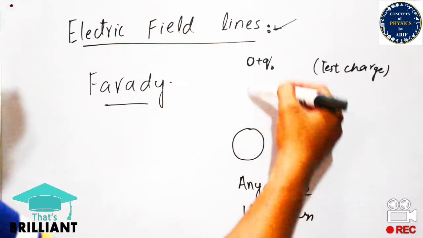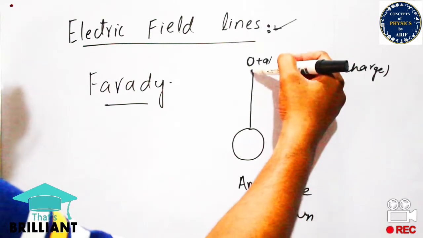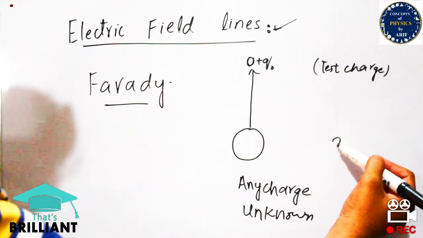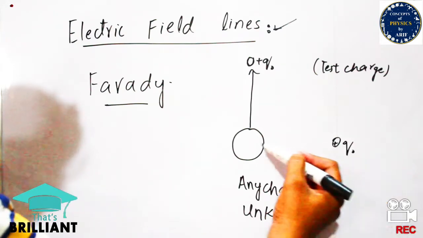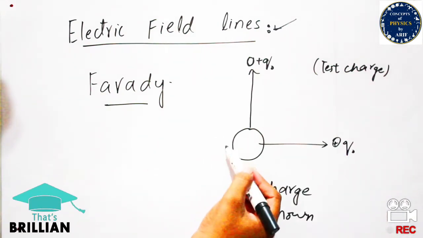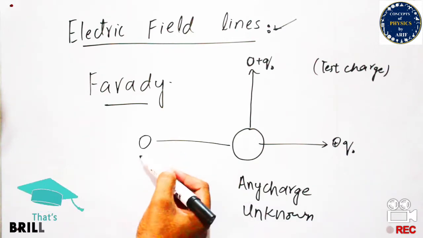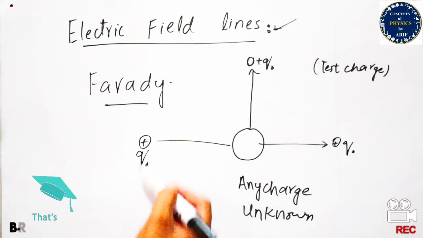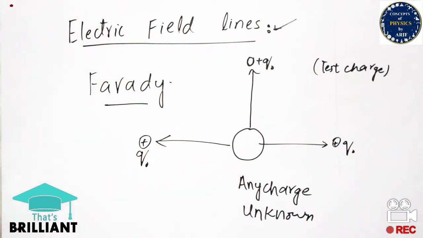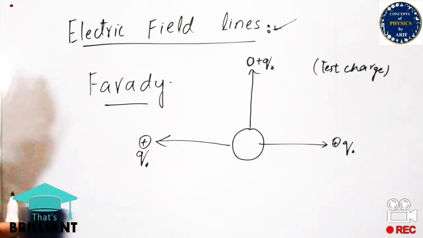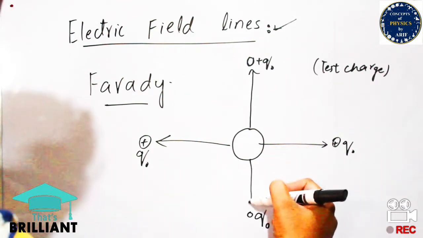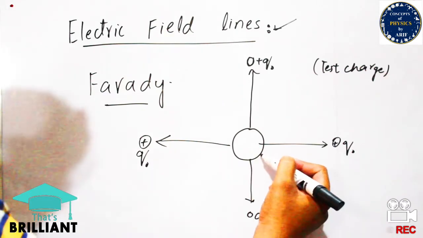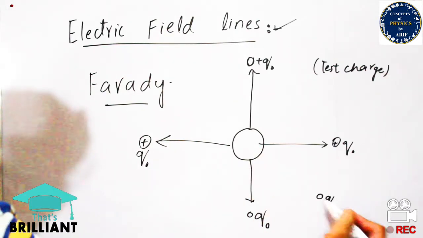This is a positive test charge, and if we place it in the vicinity, then repulsion is produced. If we change the position of this test charge, another repulsion is produced. And if we change the position to the left side of the positive test charge, then another repulsion is produced. From these repulsions we may conclude that this source charge is also a positive charge, because a positive charge can repel a positive charge. It means similar charges repel.